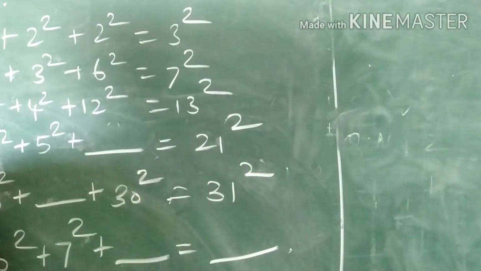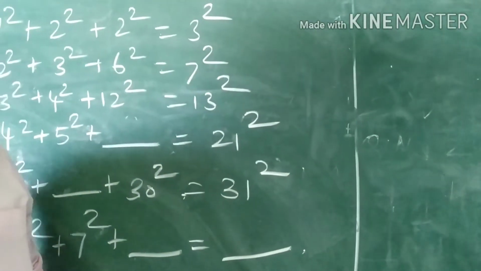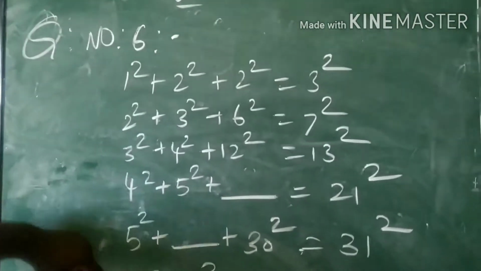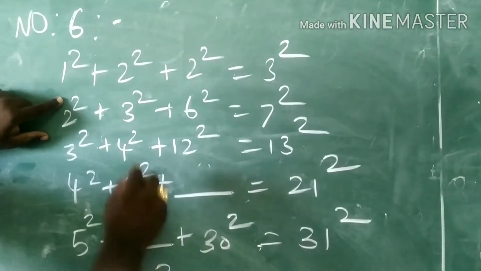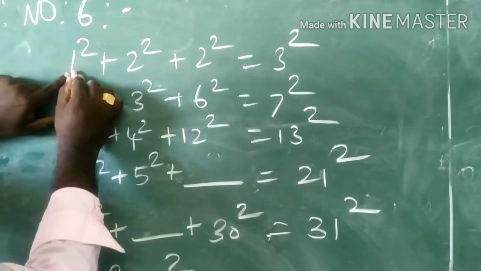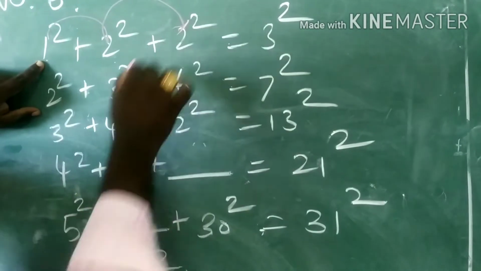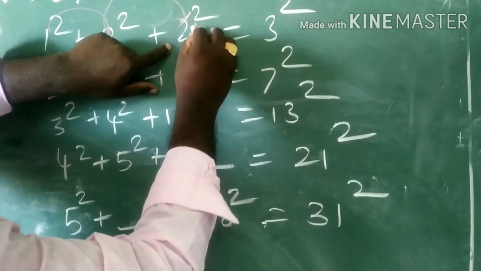In the last section we saw question number 4 as well as 5. Now we are going to see question number 6. Here is given a pattern: 1 square plus 2 square plus 2 square is equal to 3 square. From this it is clear that the first two numbers should be multiplied, and we get 2. After getting this, you add 1 to it and you get the final result.